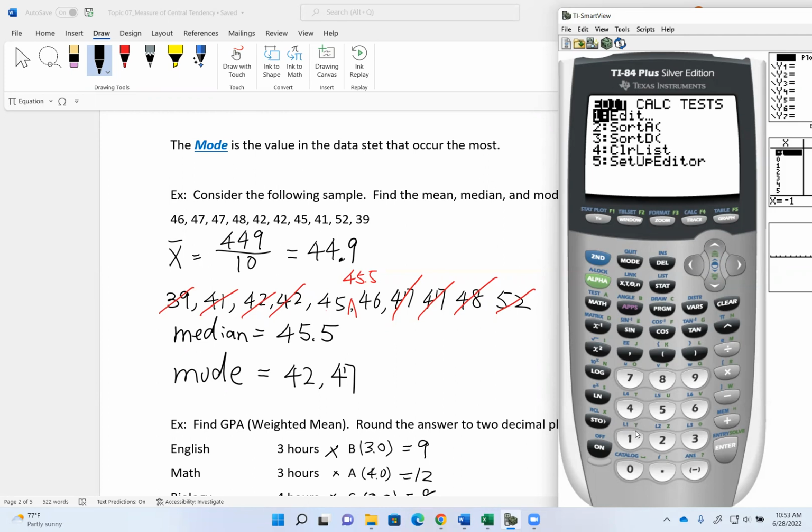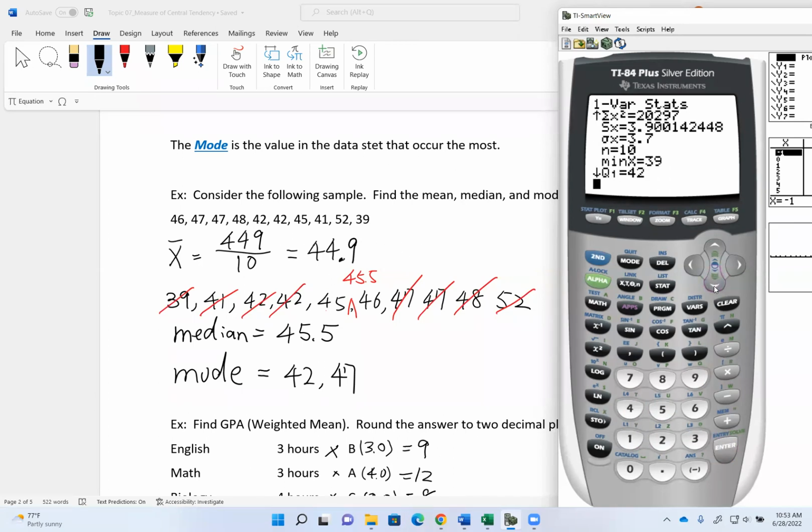Let's go to stats, press number 1, choose edit. Let's clear out our L1, L2. I'm going to type in 46, 47, 47, 48, 42, 42, 45. That's 10 numbers, right? Once you finish keying, press stat, highlight the word calc, choose number 1. This time the only data I put in is under L1, so you don't need to say L1 here. You can just go ahead and press enter. 44.9, there you go.